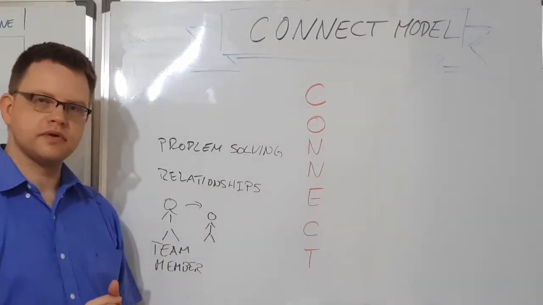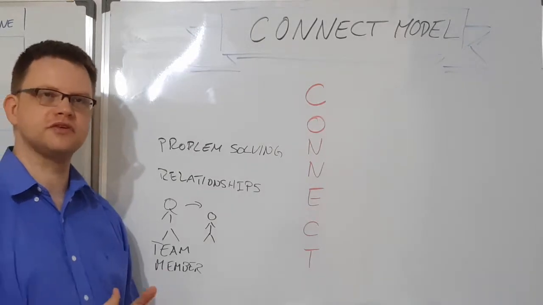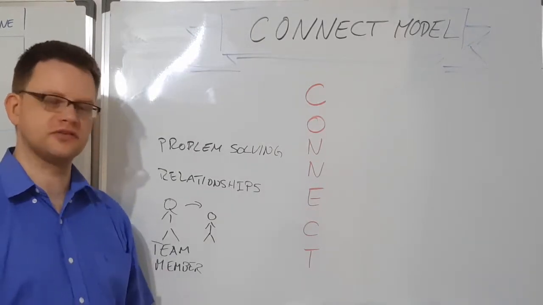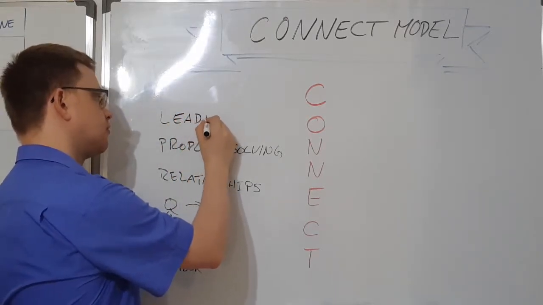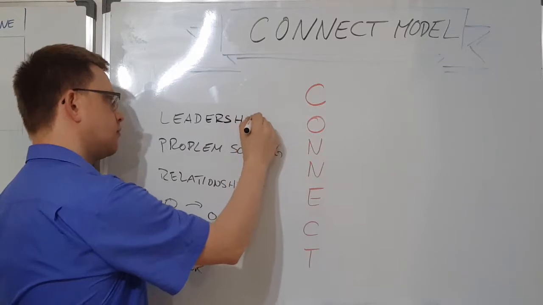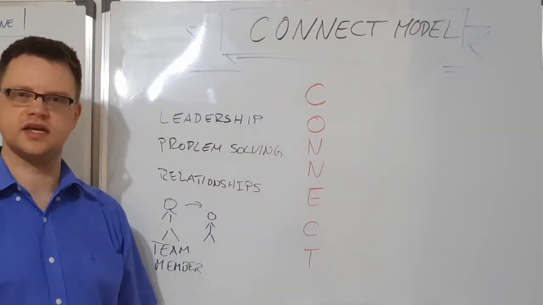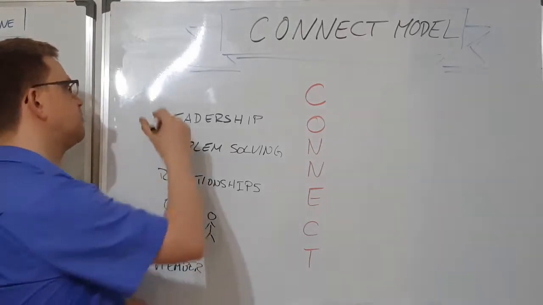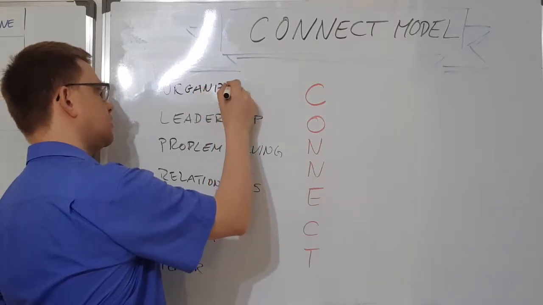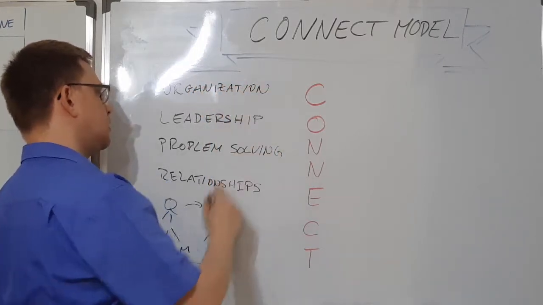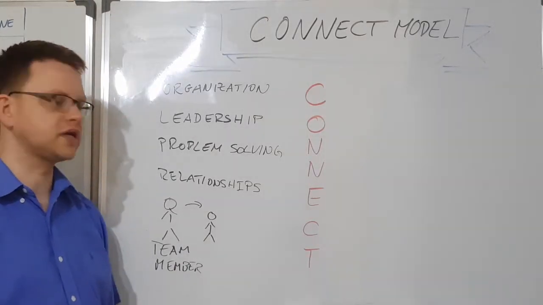And then on top of the problem solving is that the team has to go somewhere. They have to achieve something, they have to work in a certain way, and that is leadership. And of course the team always has a context, and this context is the team's environment, the organization. And everything is based on how people get along.